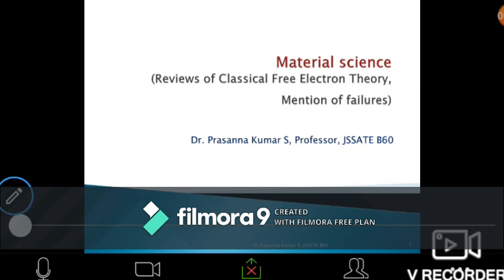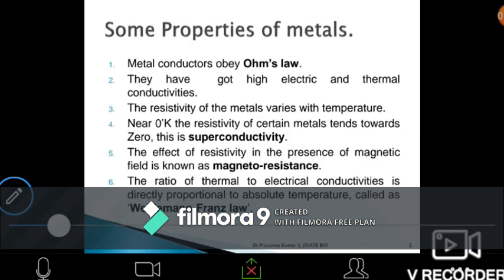And today I am starting module 5, that is material science. Here in this module, we'll understand the electrical properties of materials like conductors, metals. To start with the metals, you know that metals are good conductors of electricity, isn't it? Metals are good electrical conductors.